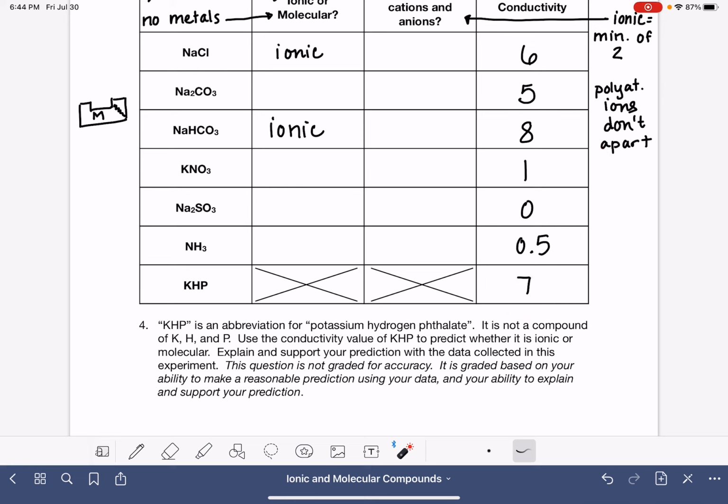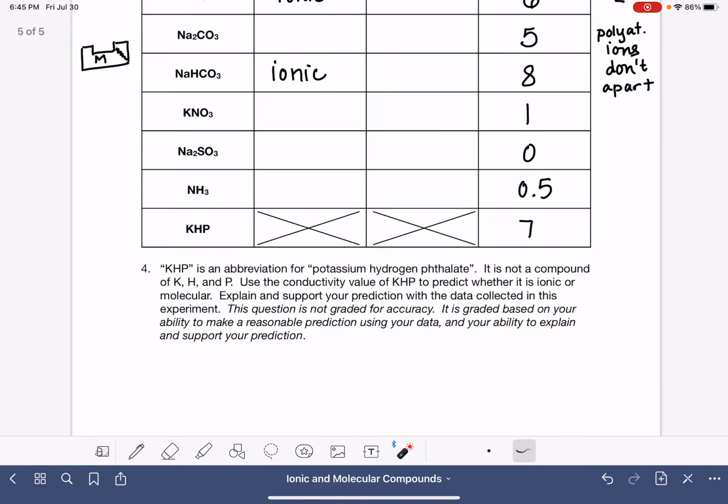Now, none of what I just said there may be accurate. I'm just giving you a hypothetical situation of what you would do if your data was inconsistent with what you read on the internet. Again, the question is not being graded for accuracy. It's graded based on your ability to make a reasonable prediction using your data and your ability to explain and support your prediction.